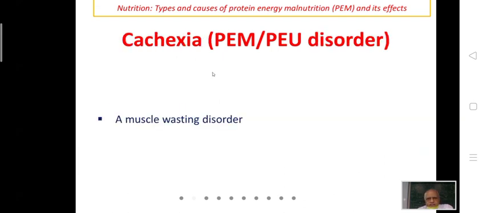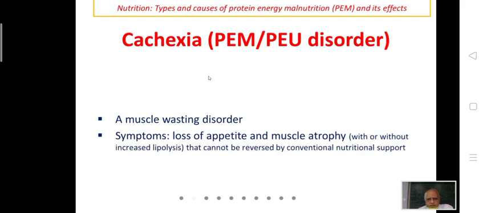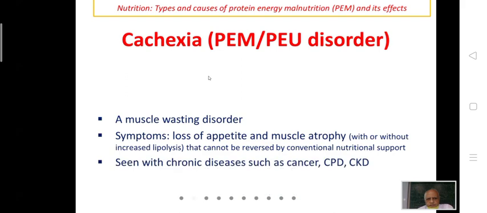Now, cachexia is another disease or disorder, which is a muscle wasting disorder. Here you lose appetite and muscle atrophy is seen that cannot be reversed by conventional nutritional support. It is seen in chronic disease such as cancer, COPD, chronic pulmonary disease, or chronic kidney disease. Cachexia means loss of appetite and muscle.